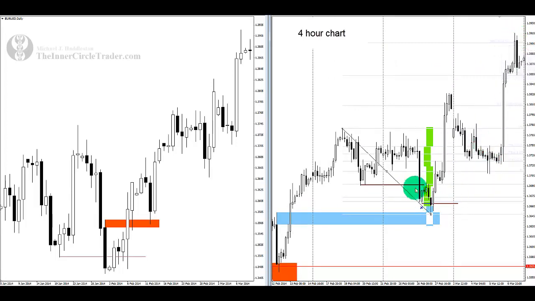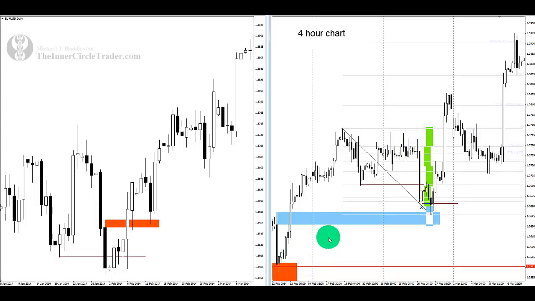Notice you did not get stopped out here because you're trading with institutional order flow on a daily time frame and in line with the 4-hour. So now you have the 20% remaining from this long entry here, the 20% from this position here.